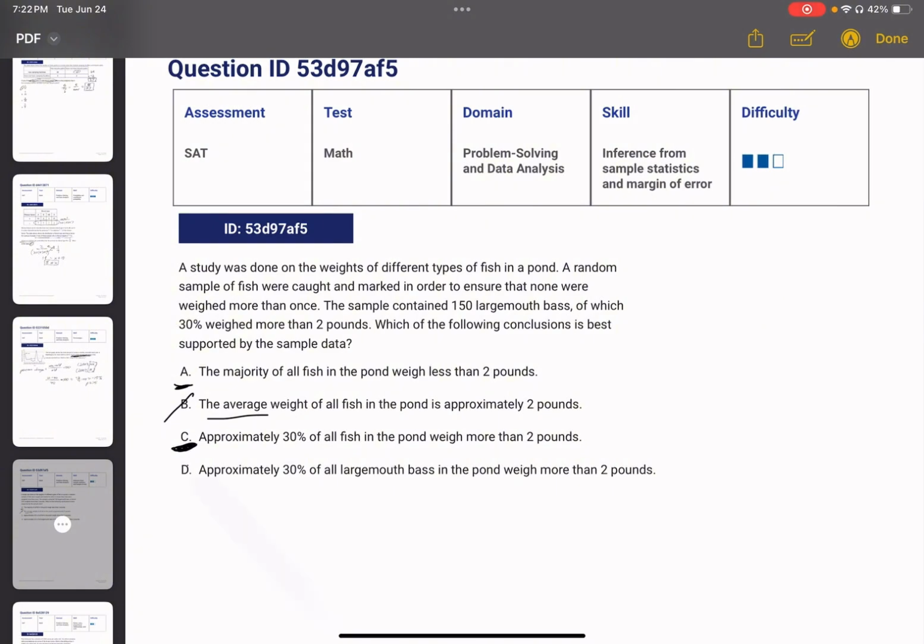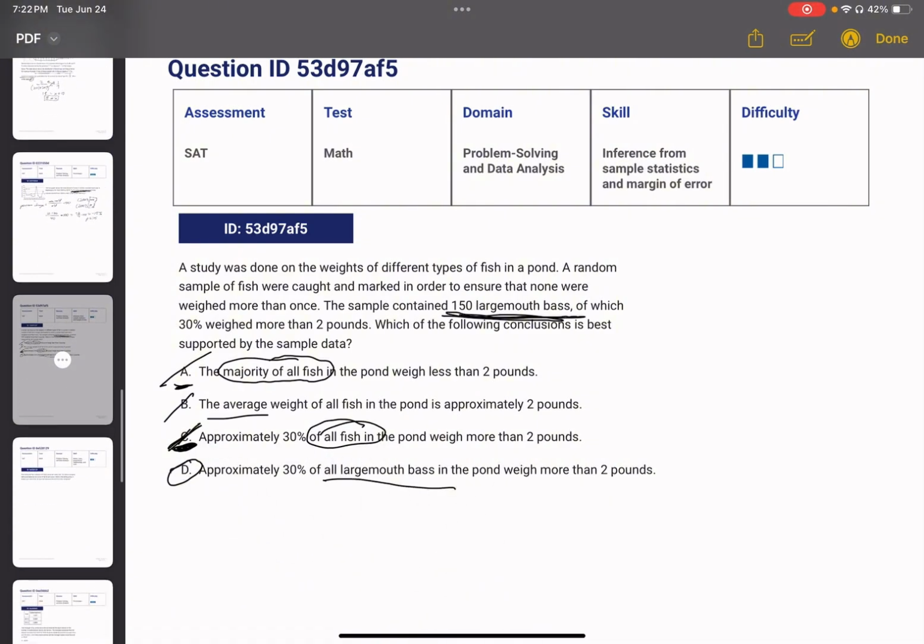Okay, so reading this answer, it immediately makes me certain that A and C are correct, because looking at A, the majority of all fish in the pond weigh less than 2 pounds. We aren't testing a sample of all fish, we're testing a sample of 150 largemouth bass. And then for C, approximately 30% of all fish in the pond weigh more than 2 pounds. Same thing, of all fish in the pond. No, only largemouth bass. So that's going to leave us with D as our answer.